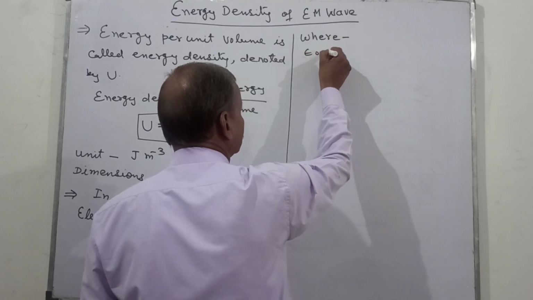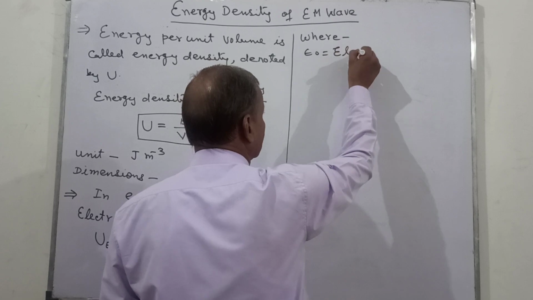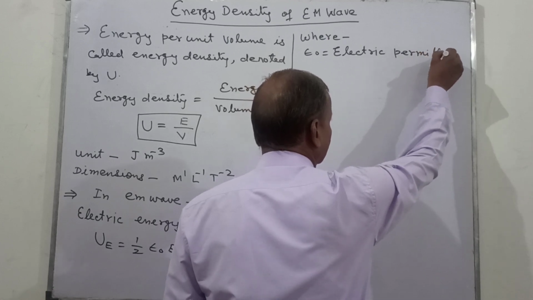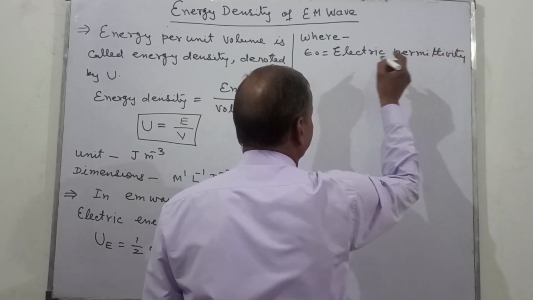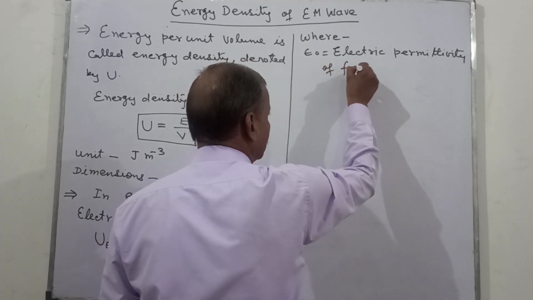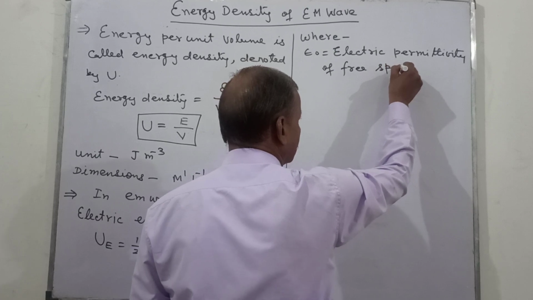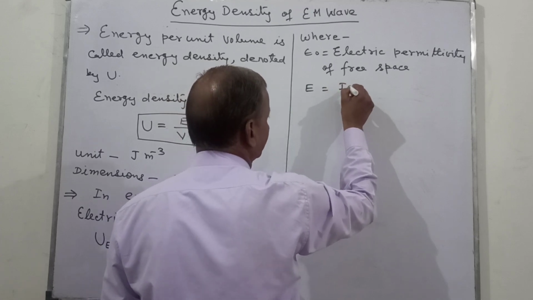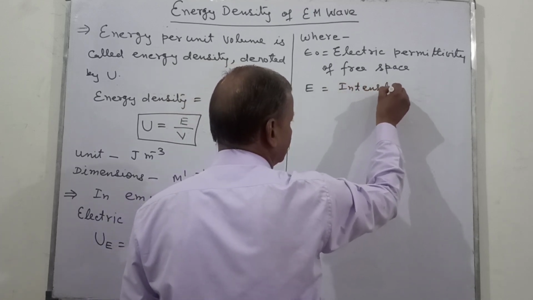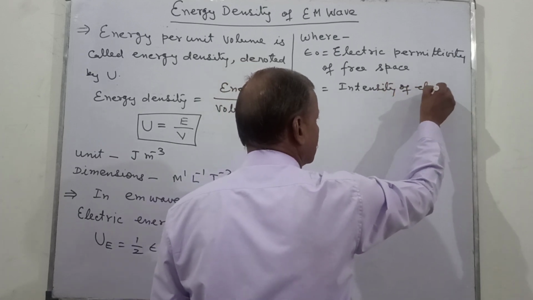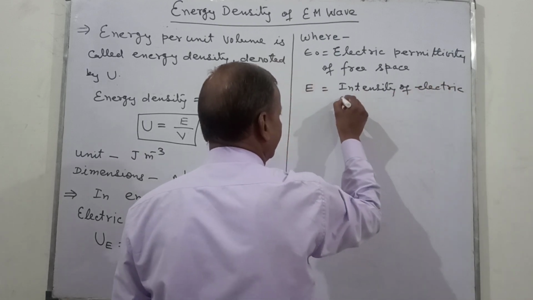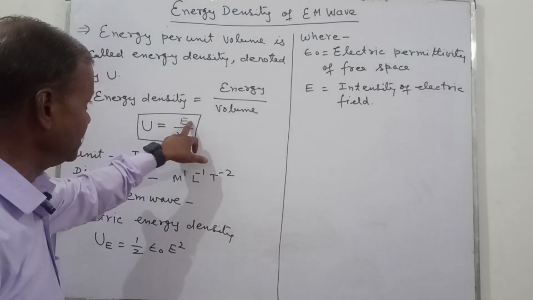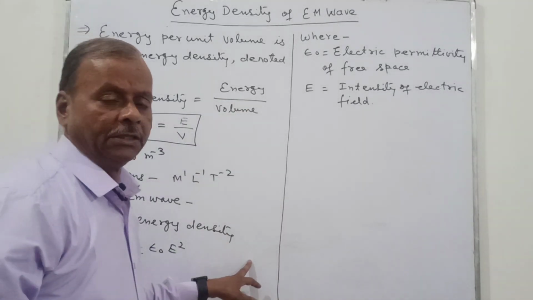Where epsilon naught is the electric permittivity of free space and E the intensity of the electric field. So remember that this E and this E are different. This E is the energy and this E is the intensity of the electric field.